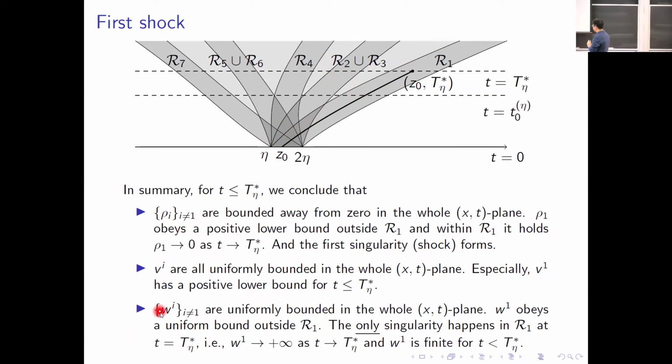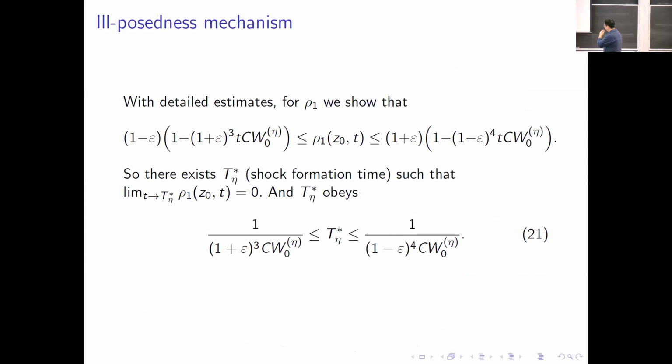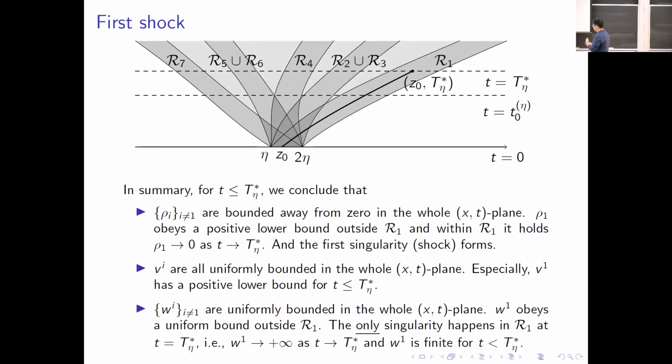Similarly for W i, as long as your i is not equal to 1, W i is uniformly bounded in this region. W1, which is the quantity that will blow up, obeys a uniform upper bound outside of R1. It only blows up within R1, together with the shock formation time, right? If we do the estimate and control these things, this is what we can get.